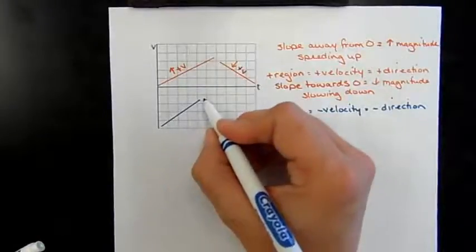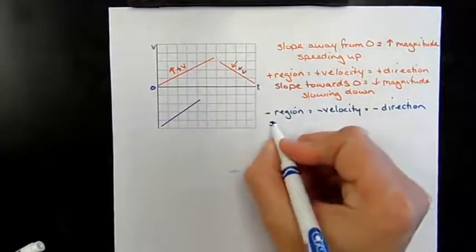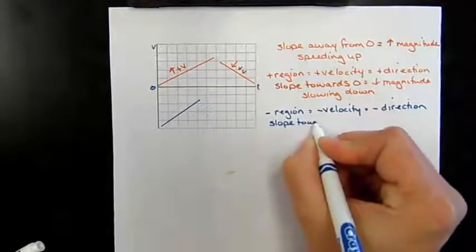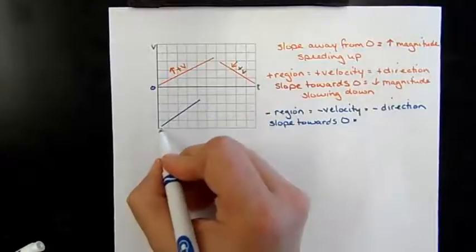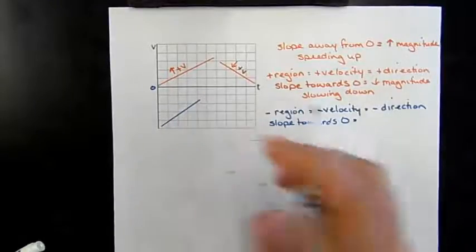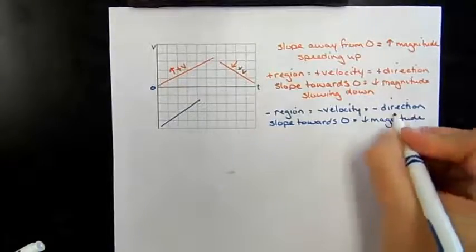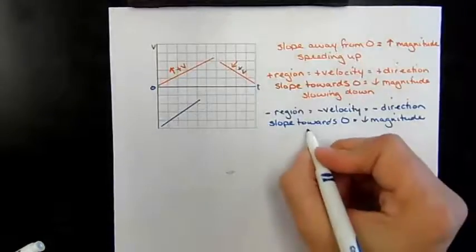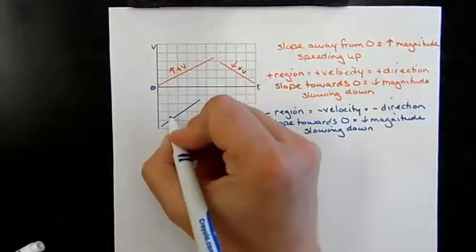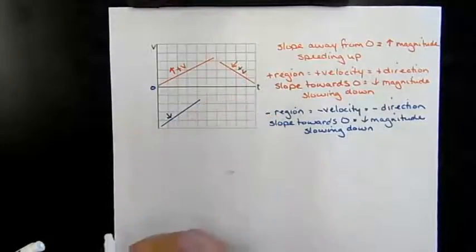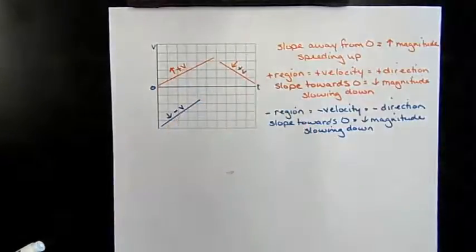The slope is moving where? Here's 0. Our slope is moving towards 0. So our magnitude is getting smaller. We're starting at a high velocity. We're moving towards 0. We have a decreasing magnitude. So we're slowing down. So our velocity is decreasing. The magnitude of our velocity is decreasing, but we are still moving in the negative direction.